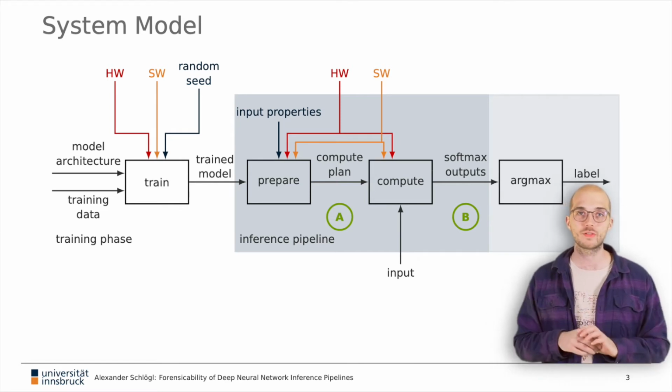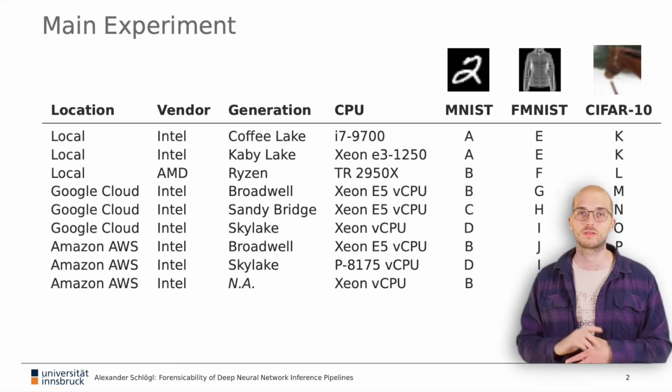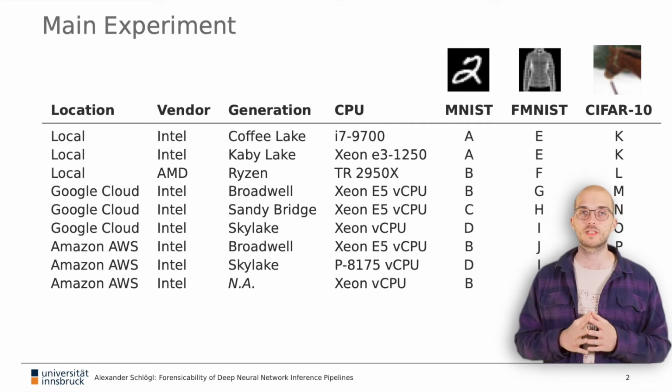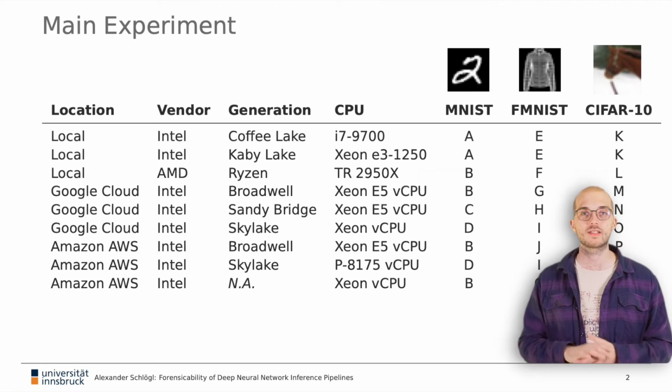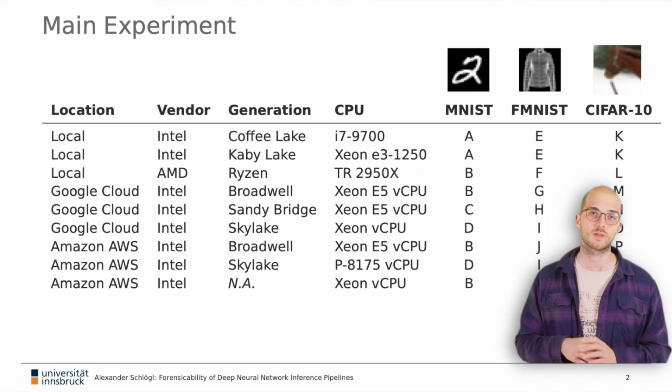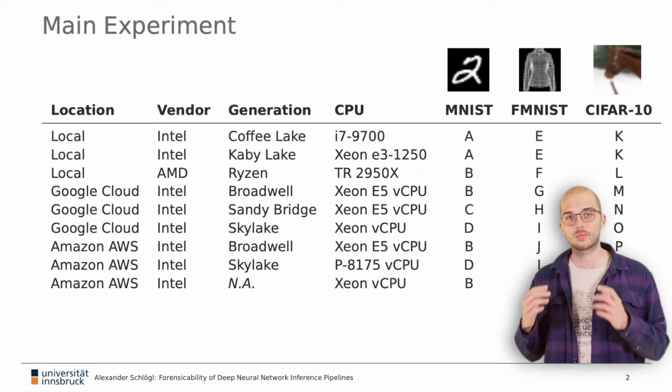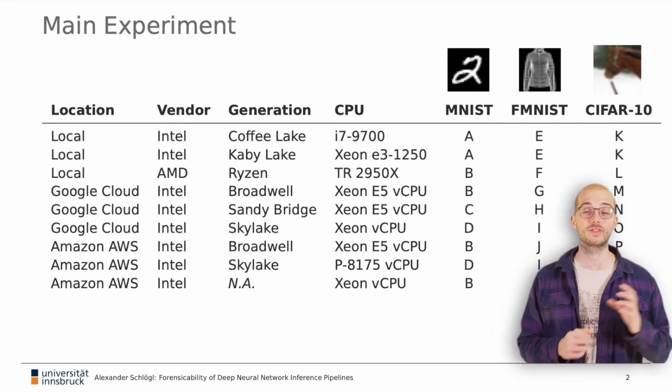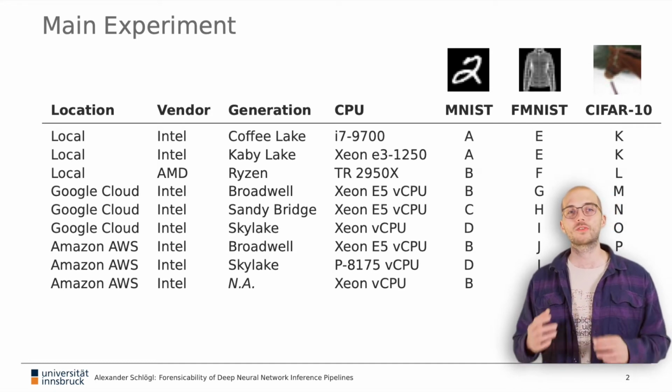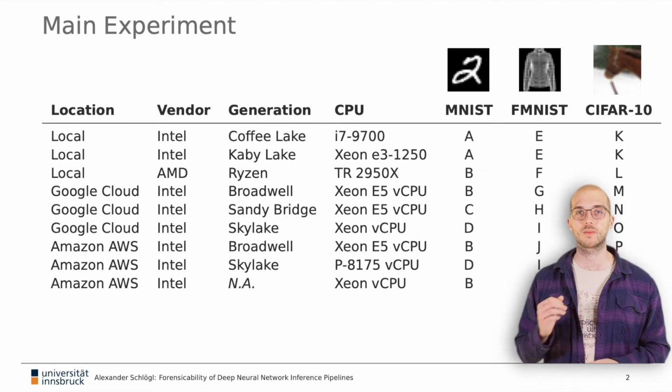To find the reason for this, let's re-examine the first table I showed. We observe fewer equivalence classes for MNIST than for the other datasets. MNIST is our simplest dataset, and it also uses the simplest model. Based on the observation that simpler models result in fewer equivalence classes, we want to find the minimum model complexity required for observing any differences at all.